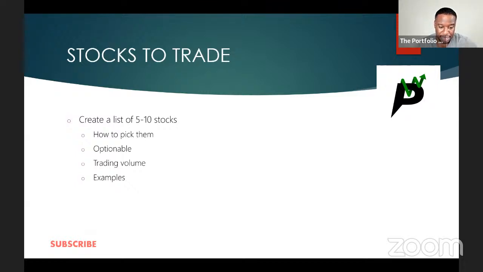So when it comes to making sure that the stocks are optionable, you want to look at the relative trading volume. The relative trading volume will tell you how the current volume compares to the past trading volume over time. And then you want to look at the overall options trading volume. You want to look at those things to make sure that if you're going to be trading that specific stock, it has enough volume.